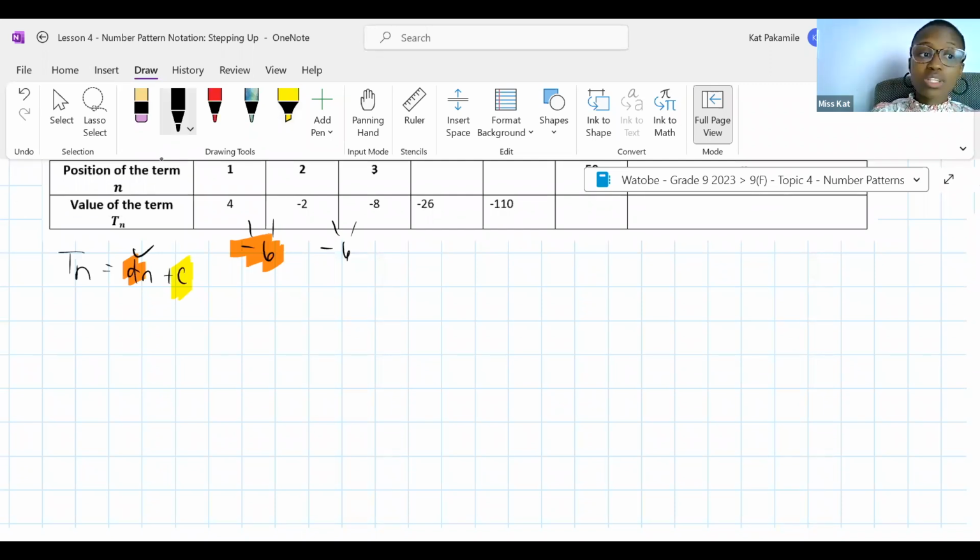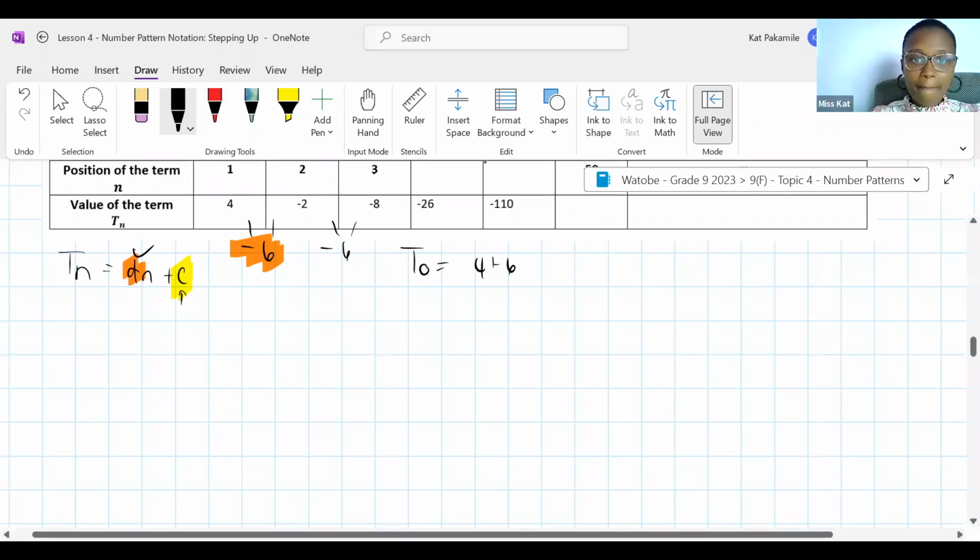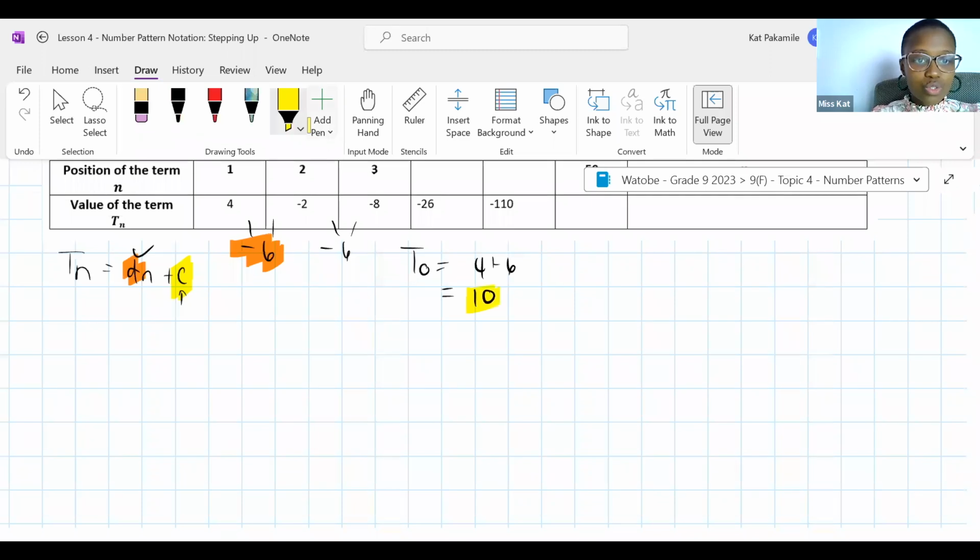Okay, first we need the general formula, remember? We need to find C. Oh, right. So C is T0. And if we are minusing 6 going forward, then backwards we're going to add 6. So T0 is going to be 4 plus 6, which is 10. So now we have our two components.